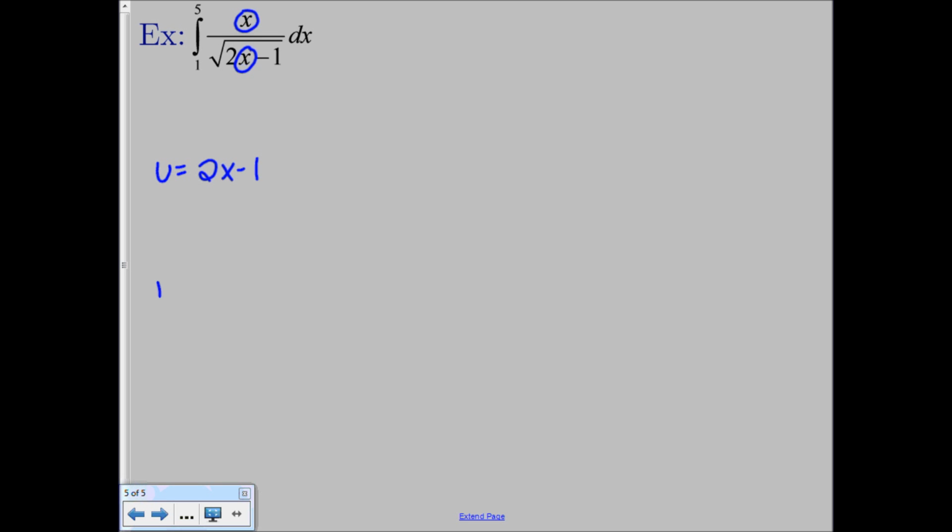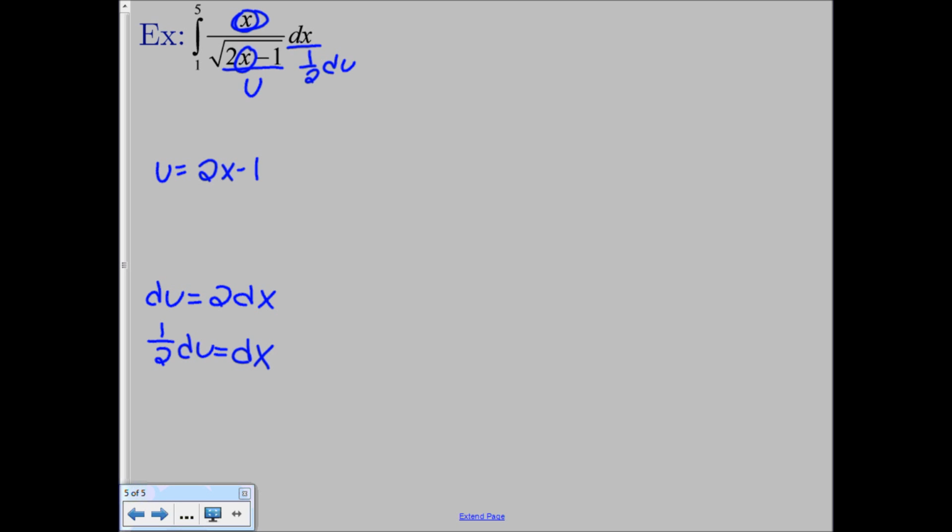So we're going to have that du is equal to 2 dx. So to solve for just the dx, we're going to get that 1/2 du is equal to dx. So we have this 2x minus 1 taken care of with our u. This dx can be replaced with 1/2 du. So it's just this x up top that's giving us any issue.